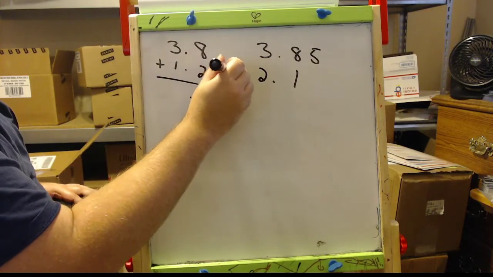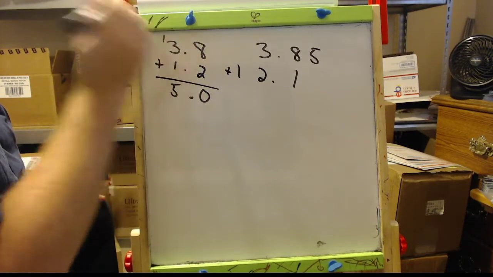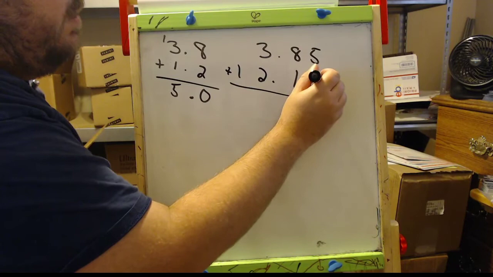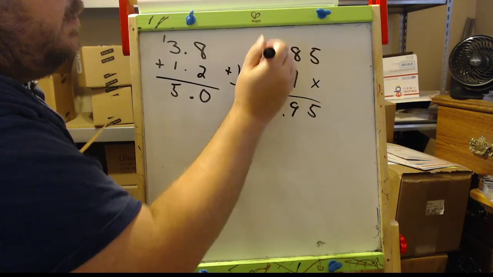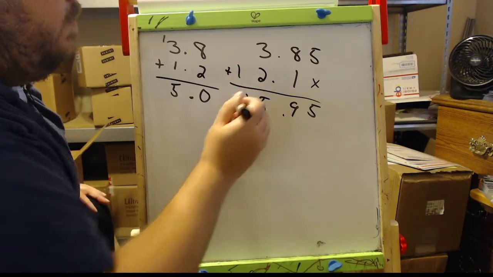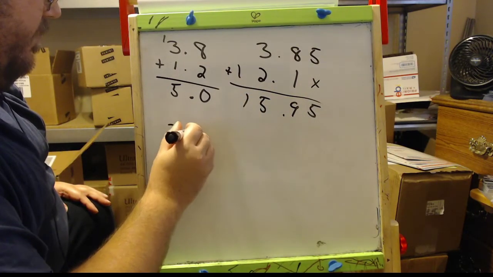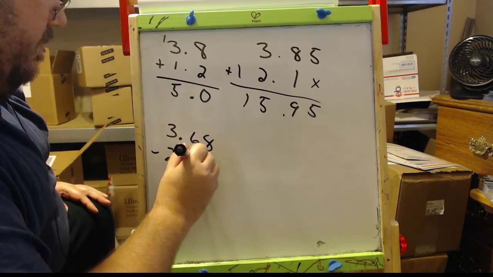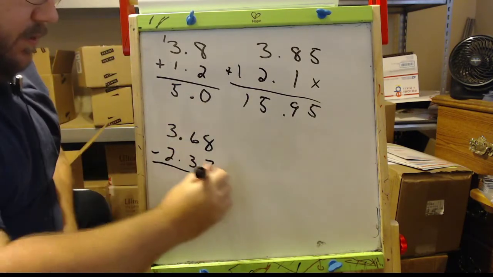So 10, carry the 1, 3, 4, 5. So 5 is the answer there. Make sure everything lines up. If you don't know the number here, put an X or a 0. 5, 9, 5, 1. Same thing with subtraction. 3.68 minus 2.37, something like that. Bring the decimal down.